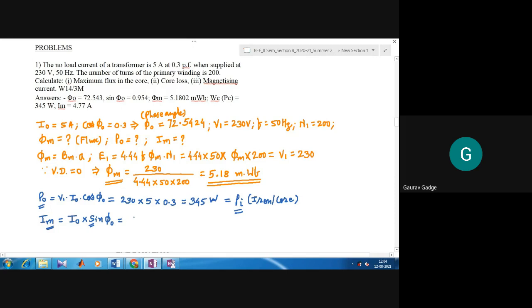So IM is equal to I naught sin of phi naught. Okay. So I naught. Now I naught का वैल्यू कितना है? What is the value of I naught? 5 ampere multiplied by sin of phi naught. अब sin of phi naught यानी क्या है? Sin of 72.5424. यहाँ पर ऑलरेडी हम लोग ये phi naught फाइंड कर चुके हैं. Phi naught is 72.5424.